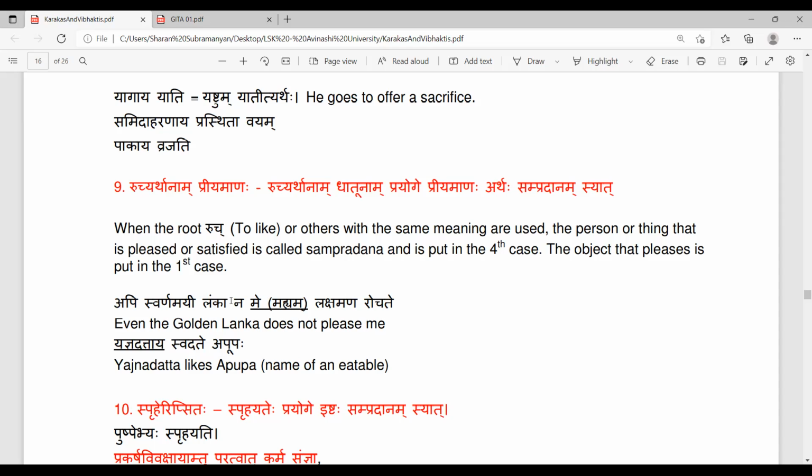Let the Lanka be swarnamayi, but it doesn't please me. E Lakshmana, Lakshmana is sambodhana. E Lakshmana, maghyam na rochate. It doesn't appeal to me.